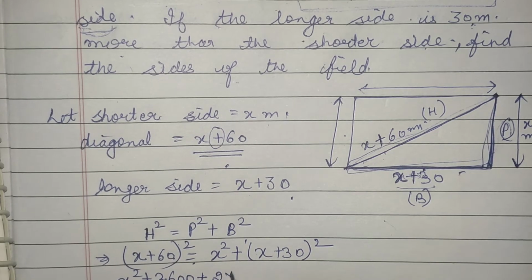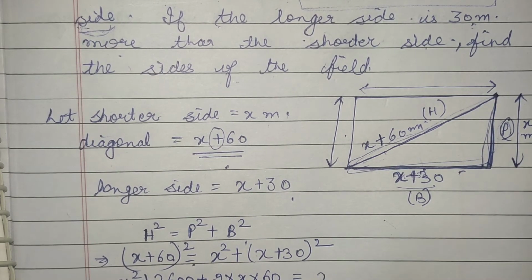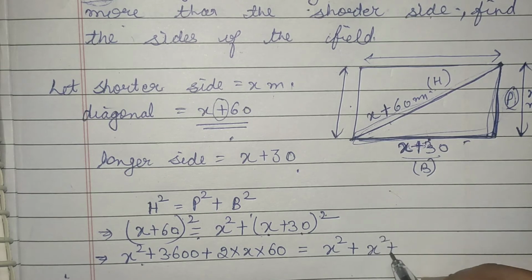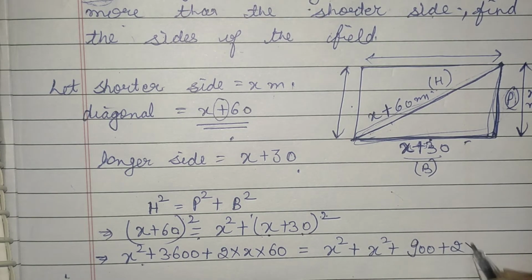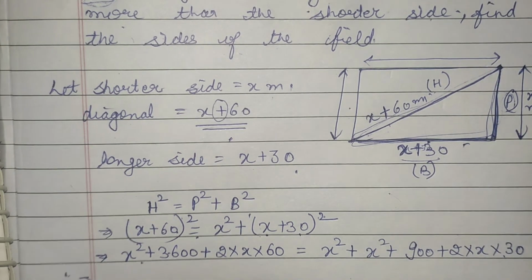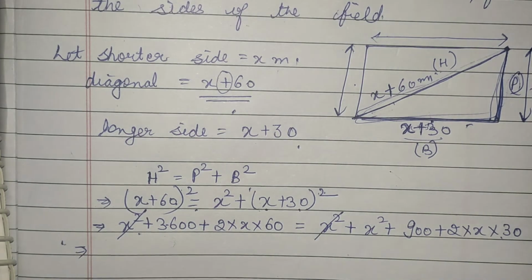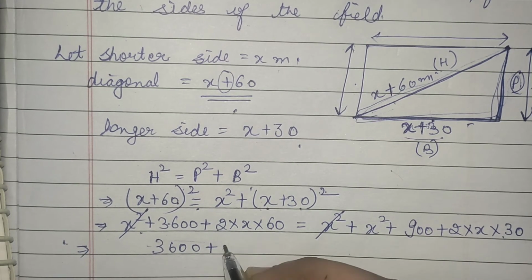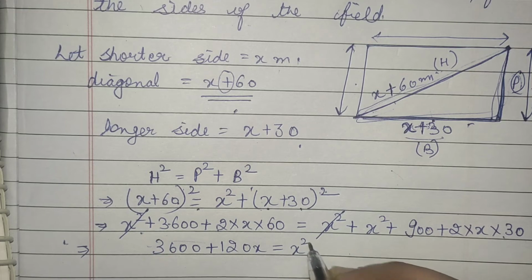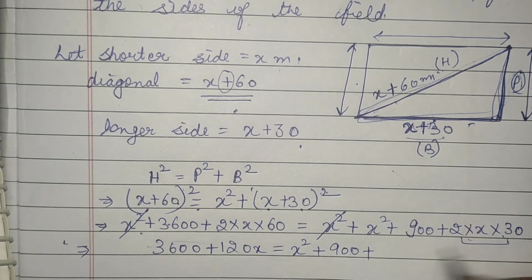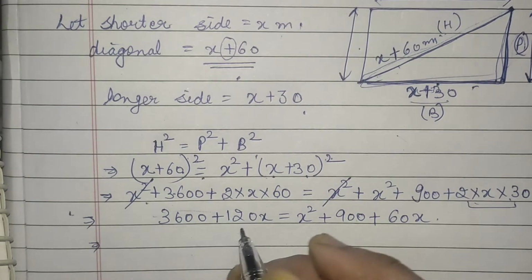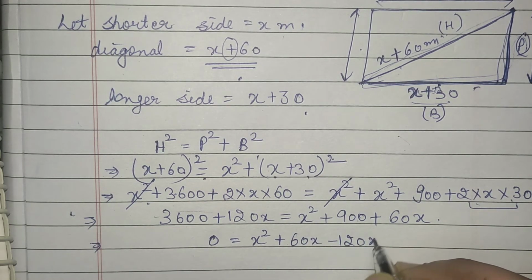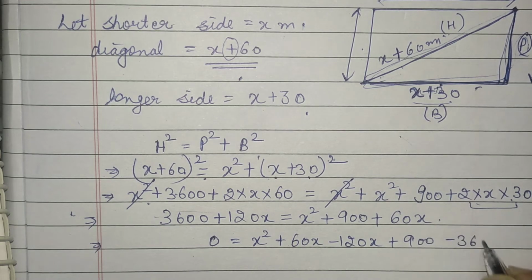3600, using (a + b) whole square equals a square plus b square plus 2ab, is equal to x square plus... now solve this (a + b) whole square, you will get a square plus b square plus 2ab. Okay, so x square and x square will get cancelled out from both sides. Now take out the common terms which you can simplify. So this will give you 120x is equal to x square plus 900 plus 60x. So it will give you 0 is equal to x square plus 60x minus 120x plus 900 minus 3600.